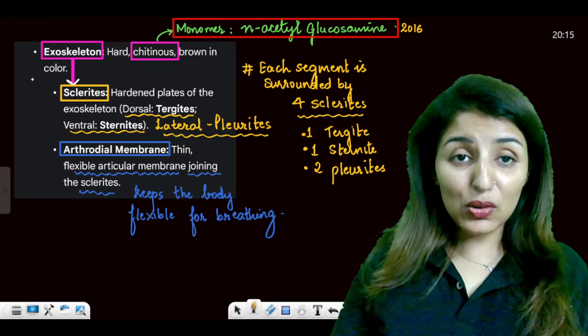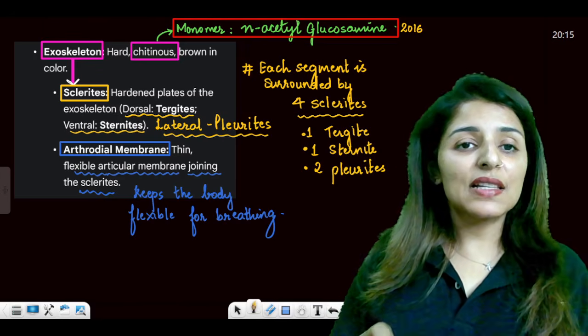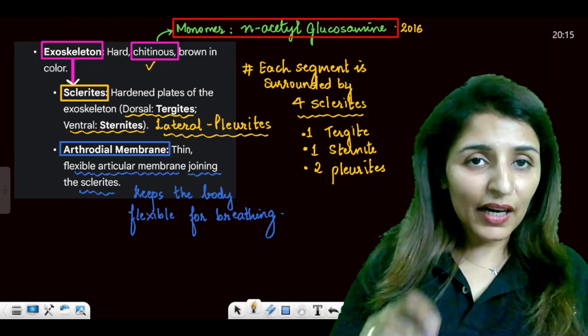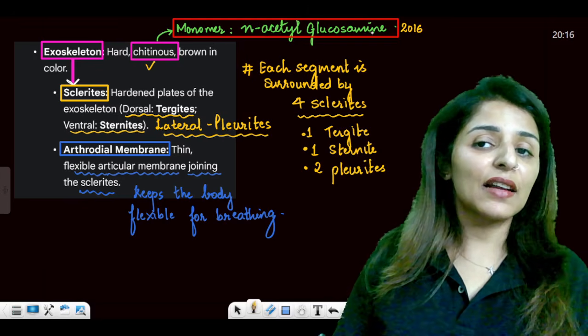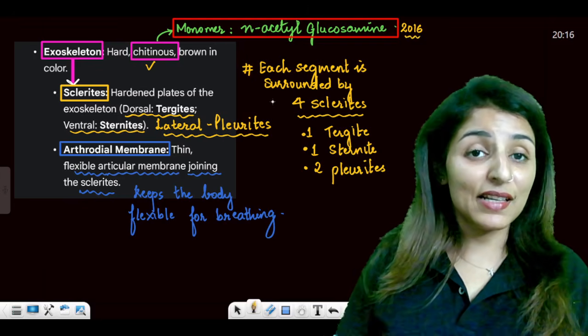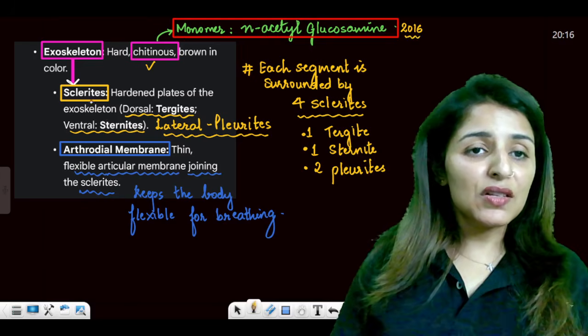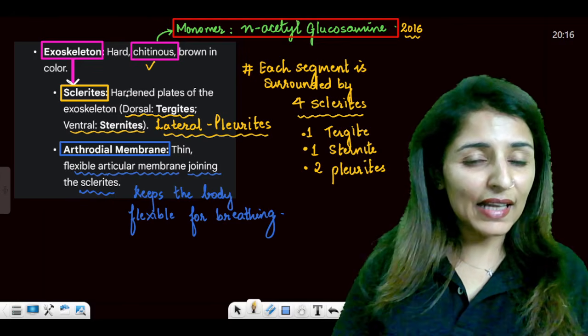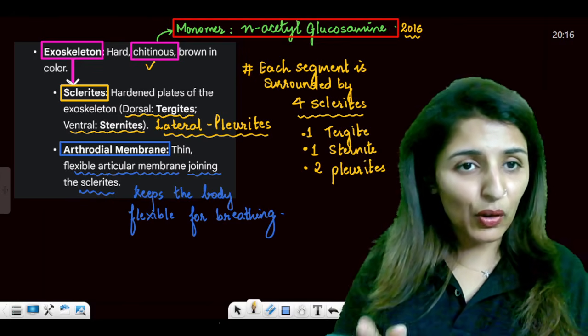Moving on to the exoskeleton. The exoskeleton is hard and made up of chitin. Now chitin is a polysaccharide whose monomer is N-acetyl glucosamine. Now this was asked in 2016. Brown in color. The chitinous plates are known as sclerites and these are hard plates which cover the body.